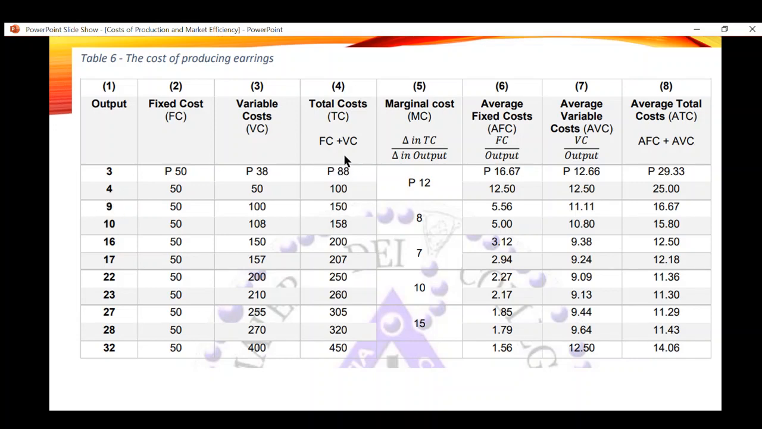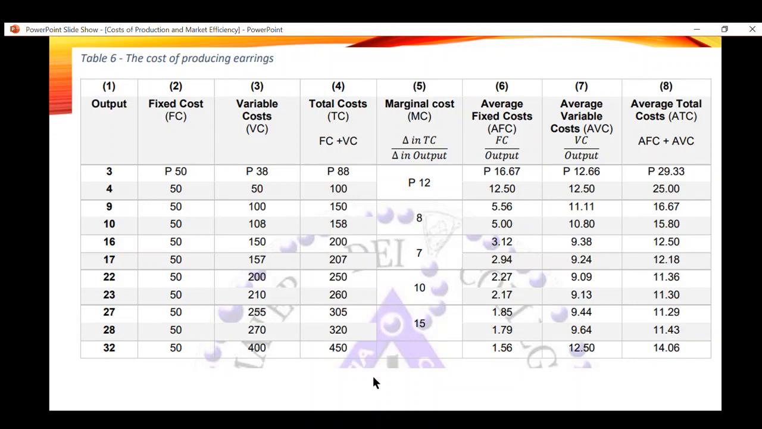So 100 minus 88, that's 12, divided by the change in output. Our change in output in the first column, column 1, is 4 and 3. So 4 minus 3, that's 1. So 12 over 1 is 12. Then next we have 158 minus 150, so that's 8, divided by 10 minus 9, that's 1, so that's 8.